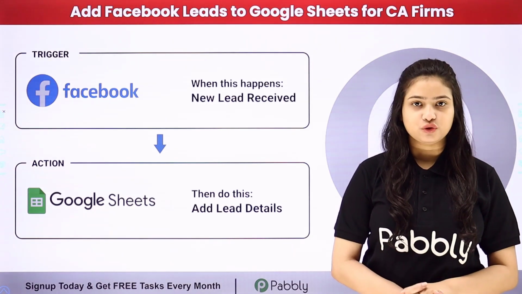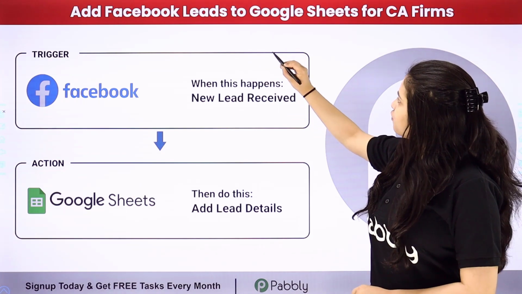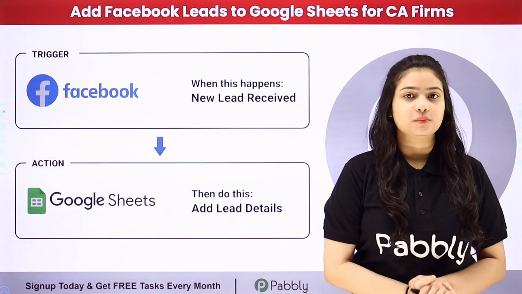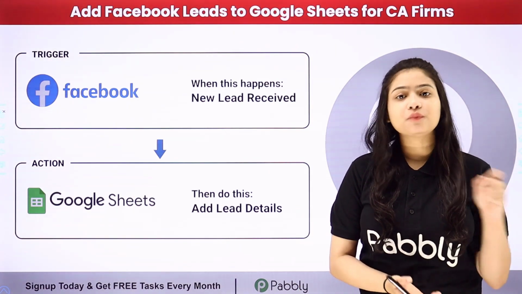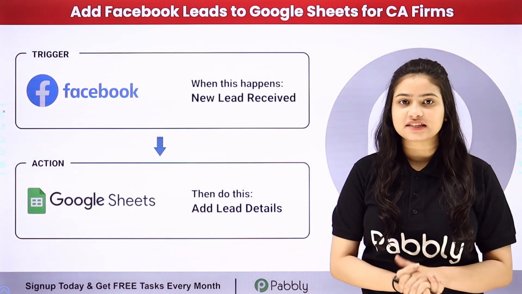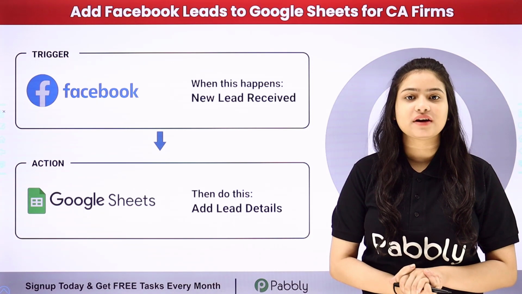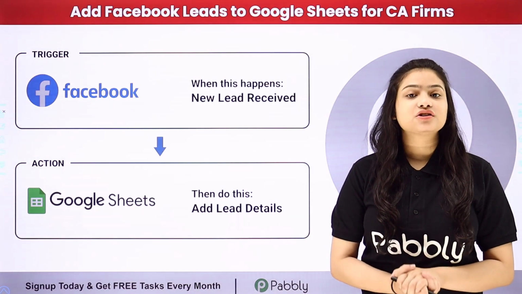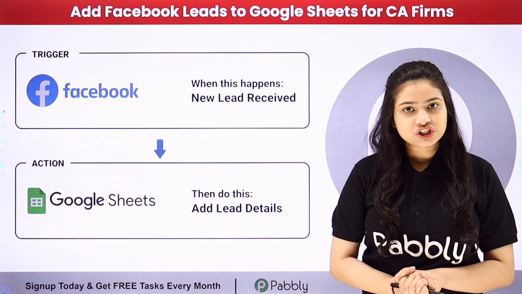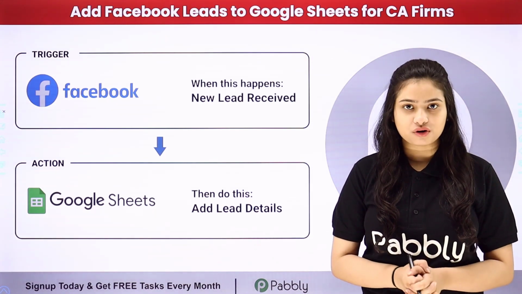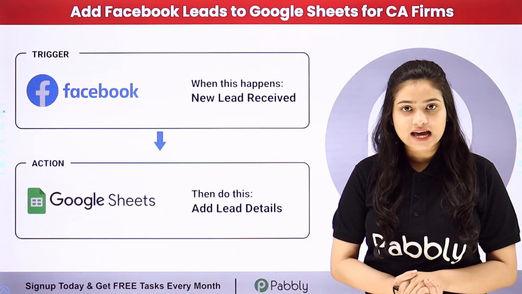In this video, we are going to learn how to add Facebook leads to Google Sheets for CA firms. So I am a CA and I promote my firm with the help of Facebook lead ads. Now I want that whenever a new lead is generated through a Facebook lead ad for my CA firm, the details of that same lead should automatically be added in my Google Sheets so that I will be able to create a record. So how are we going to automate this entire process?